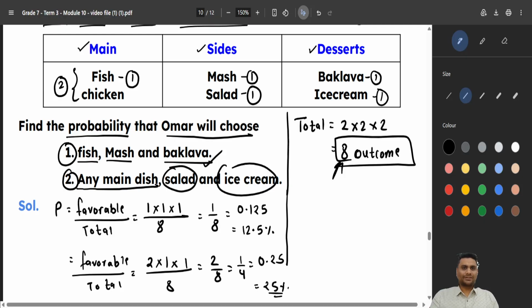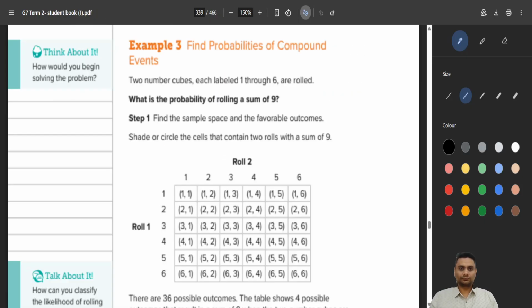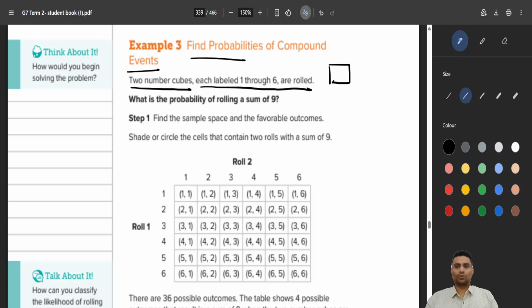Let us take 1 or 2 examples from the book also. Here, find the probability of a compound event. What is the first question? 2 number cubes, each labeled from 1 to 6, are rolled. So this time I have 2 number cubes, number cube 1 and number cube 2. You know how many numbers are there on the number cube? There are 6 numbers: 1, 2, 3, 4, 5, 6. Correct? The other number cube will also have 6 numbers: 1, 2, 3, 4, 5, 6.